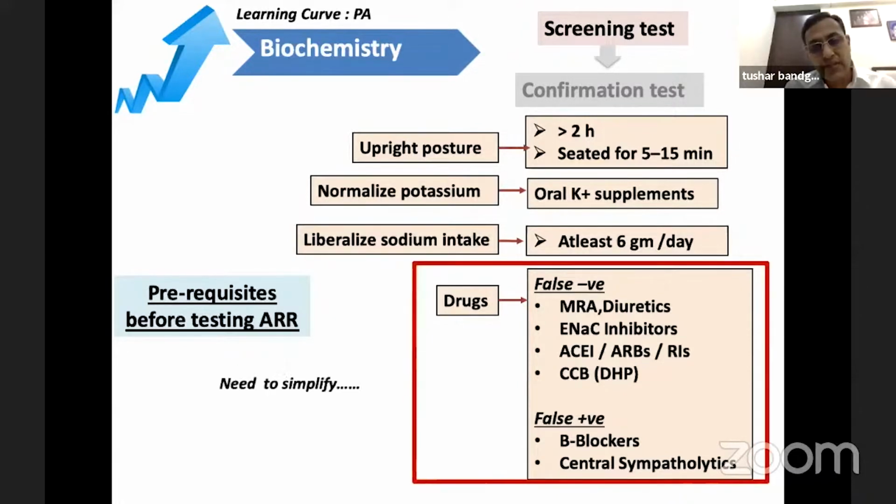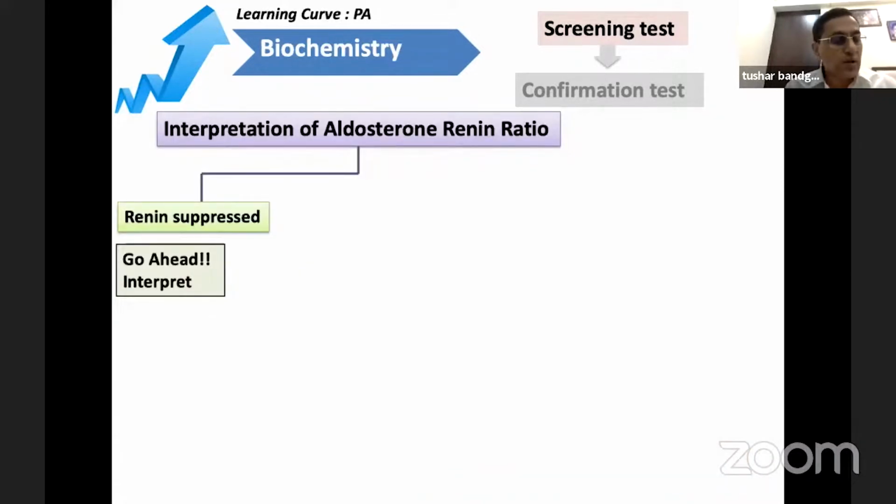And about the drugs, most of the drugs which we use as a treatment for hypertension will increase the renin, and only beta blockers and central sympatholytics decrease the renin. So if you get a renin which is suppressed in spite of the drugs going on, you can interpret the test, and you don't have to repeat the test or stop the drugs at all.